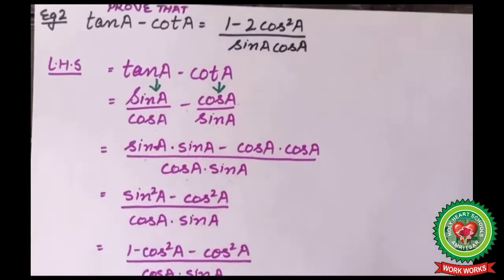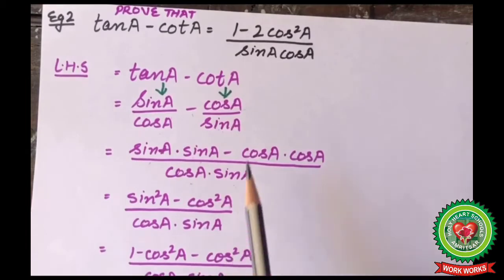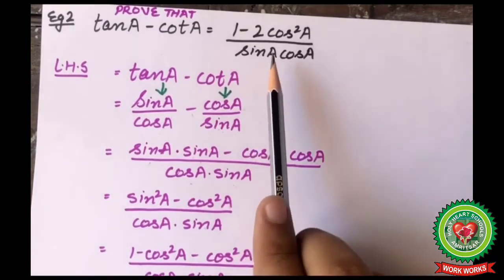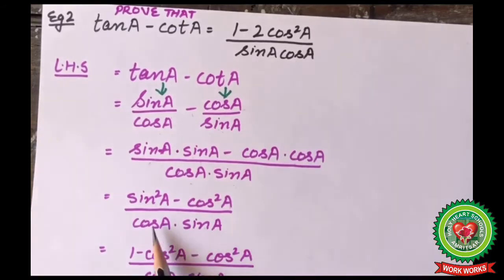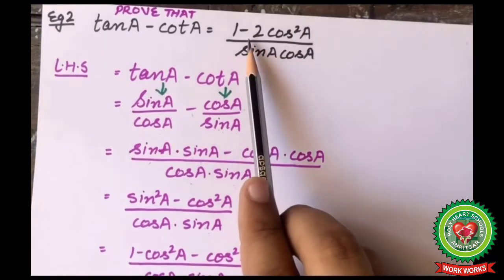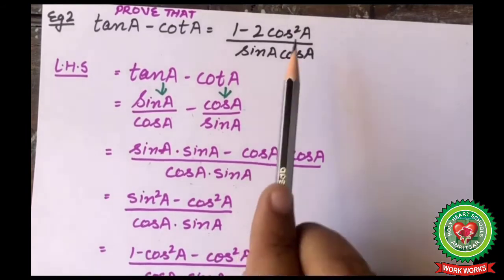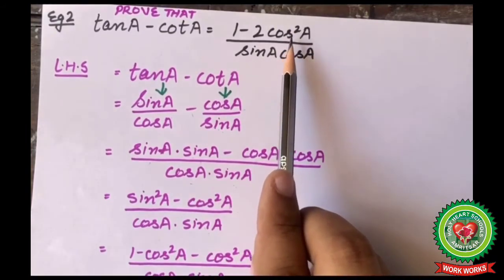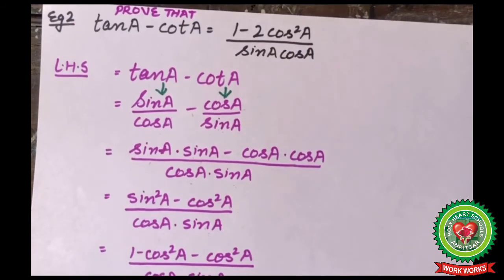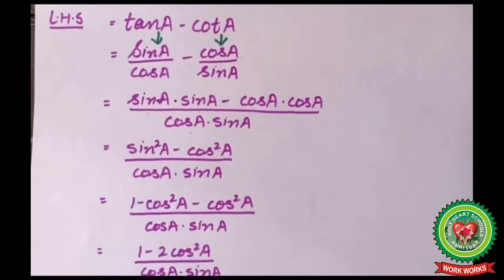Now students, we can see that the result that we need in the denominator, we need sin A and cos A, that we have already got. But in the numerator, we don't need sin square A. Instead of sin square A, we need the answer in terms of cos square A only. Now we have already done the relation between sin square A and cos square A, that sin square A plus cos square A is equal to 1. So from there we have got the value of sin square A as 1 minus cos square A.